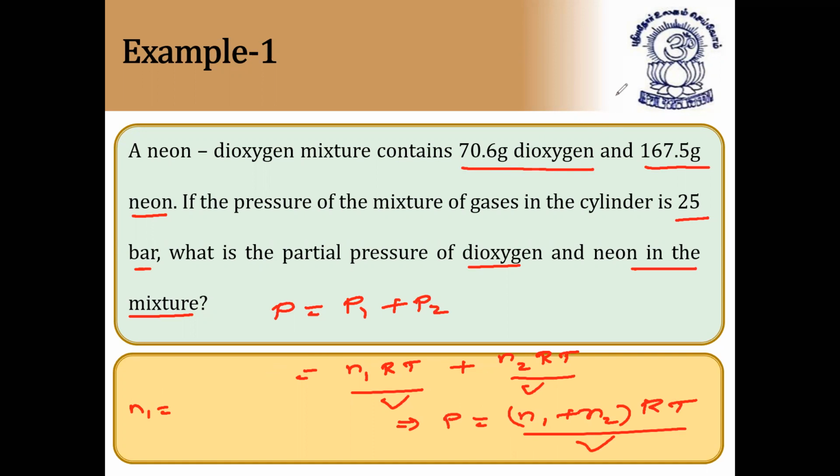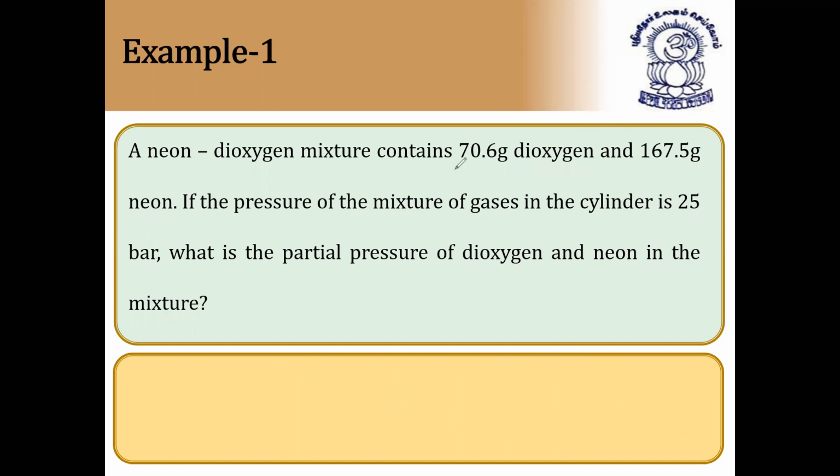I'll just clear it again. I'll explain this problem clearly. In this case, they have given a mixture of neon as well as dioxygen gas, and the weights they have given. They have given the total pressure of the mixture of these gases in a cylinder. So what is the partial pressure of dioxygen? To find it, the partial pressure of oxygen is equal to the mole fraction of oxygen into the total pressure.